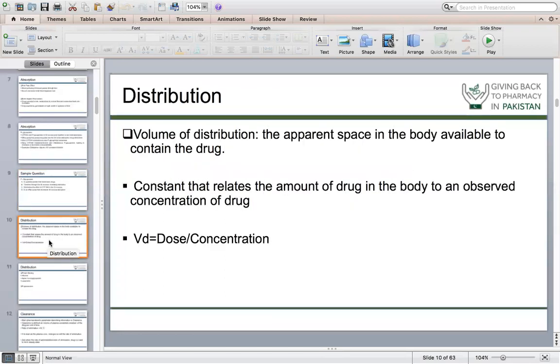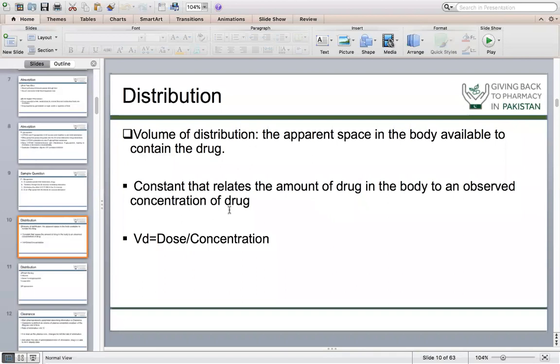Okay, the second process that a drug undergoes in the body is distribution. After it's absorbed in our body, it has to get distributed all over the body fluids and tissues to reach the target organ, or the site of action. There are certain pharmacokinetic concepts associated with distribution which are very important, like volume of distribution. What is volume of distribution? It is the apparent space in the body available to contain the drug, okay? And it's a constant that relates the amount of drug in the body to an observed concentration of a drug.